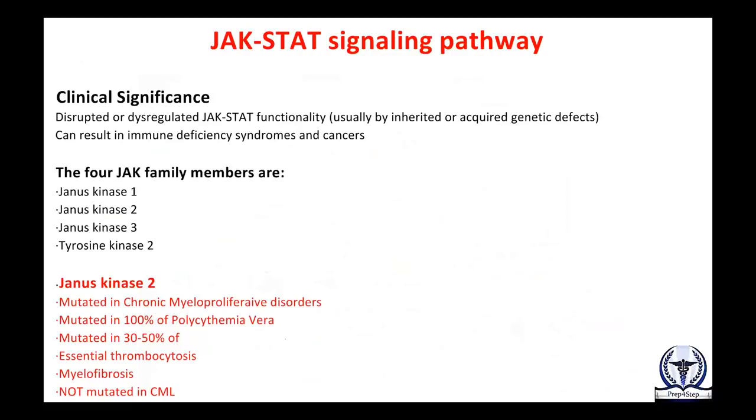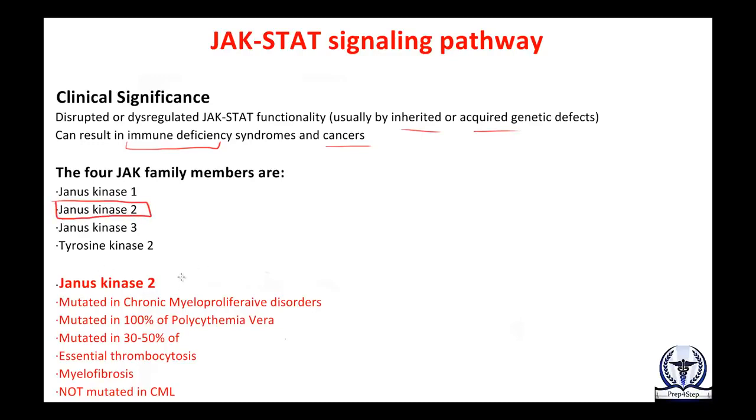Now, for those of you that are going to take USMLE Step 1, this is pretty important, okay? This is the clinical significance of this particular pathway. Now, if by any chance this pathway becomes mutated, either through inherited or some type of acquired genetic defects, if there's any change in this particular pathway, it could lead to some type of immune deficiency syndrome or some type of cancers. Now, there are 4 different types of JAK proteins, okay? There's JAK 1, 2, 3, and there's tyrosine kinase 2, or TYK2, which is also part of this family. The most important of these being the Janus kinase 2, okay?